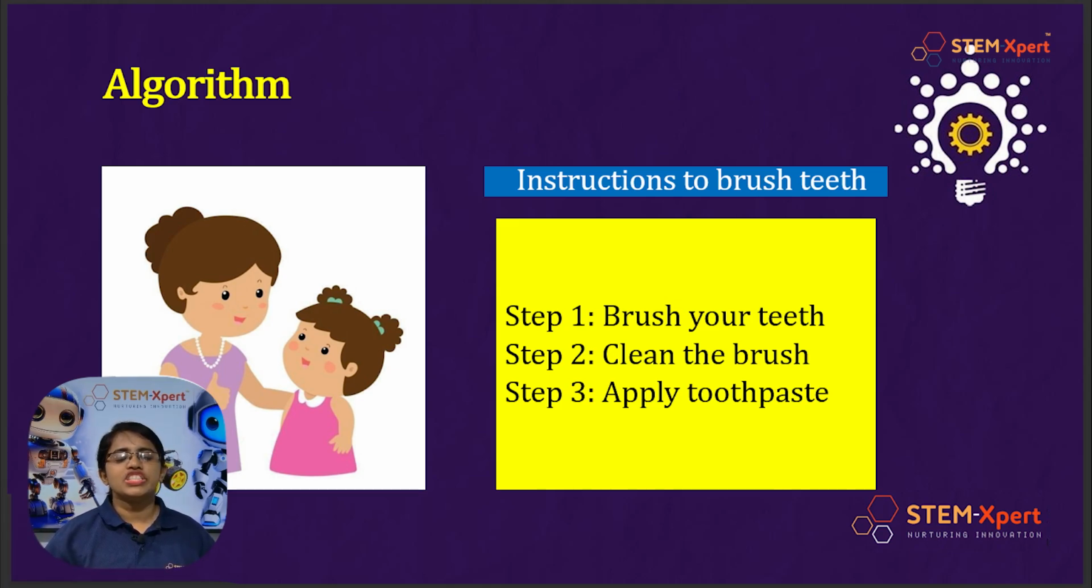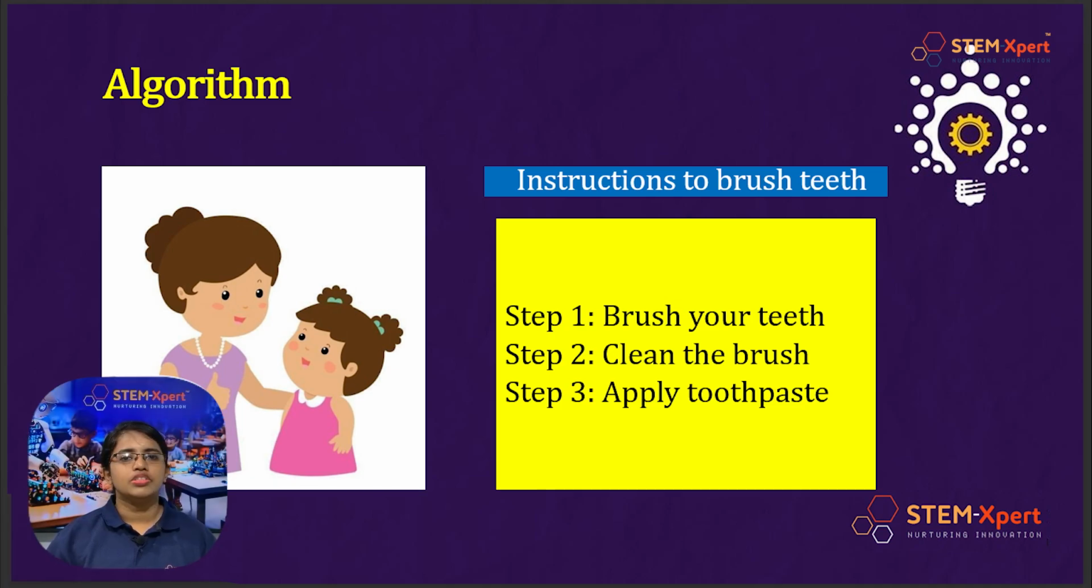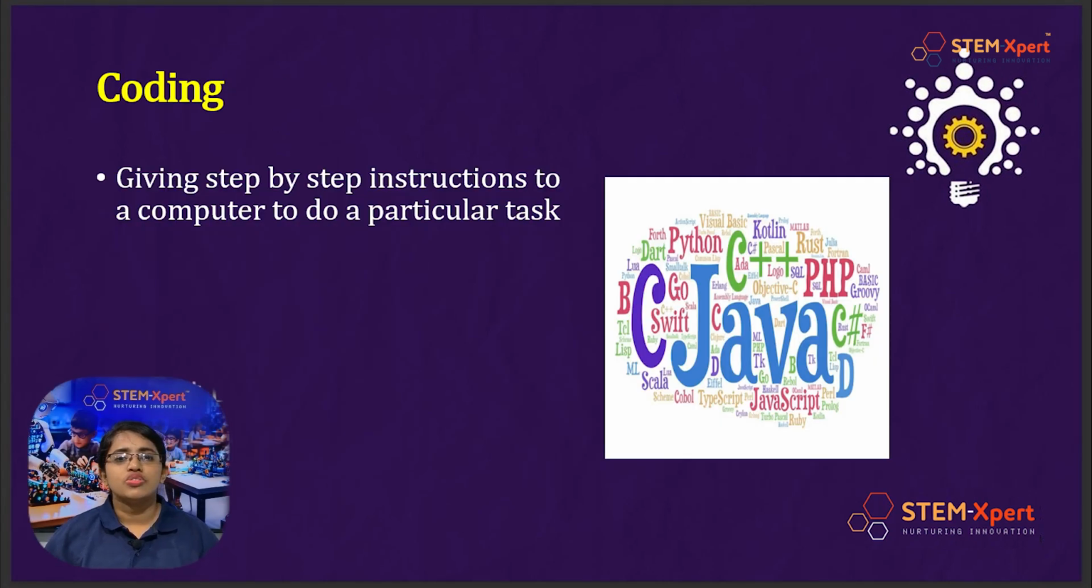So when we give some instruction to others, we need to follow a step-by-step process. This step-by-step instruction we can call an algorithm. When we do a task, we need to follow some step-by-step instruction. Daily, from morning to evening, we are doing many tasks and we are following some instruction to complete that task. So this type of instruction is very important in coding. Now let's look at what is coding.